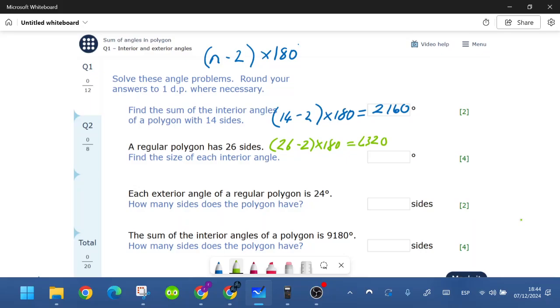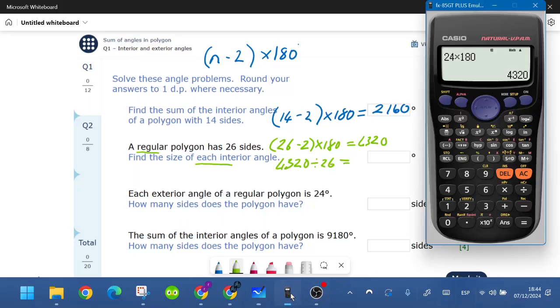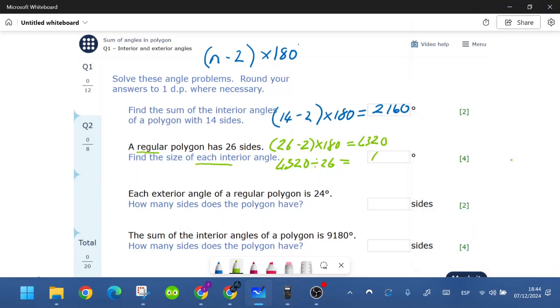They want to know how big each angle is. And remember, it's a regular polygon, which means all the angles are the same size. So we just take the sum of all the angles and divide it by how many angles there'll be, which is 26. And then we'll know how big each one of those angles is, which in this case will be 166.2. As they say, write everything to one decimal place.